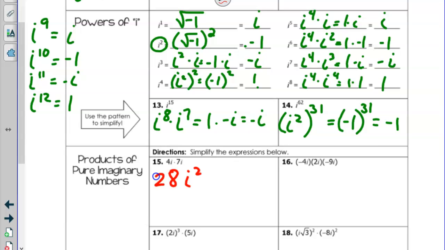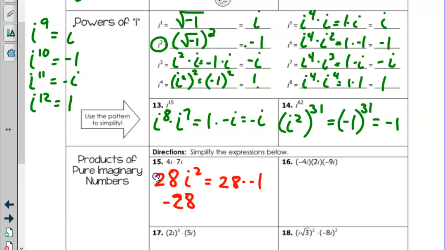Good. So we need to know, what is i squared? What did we just say i squared is? Negative 1. So when that happens, you're really doing 28 times negative 1. And now that number that had a mix of real and imaginary became completely real. Real number system. Does that make sense? Okay.